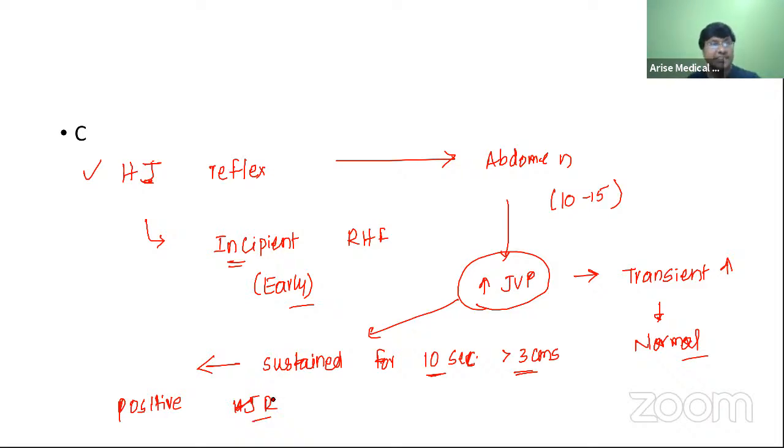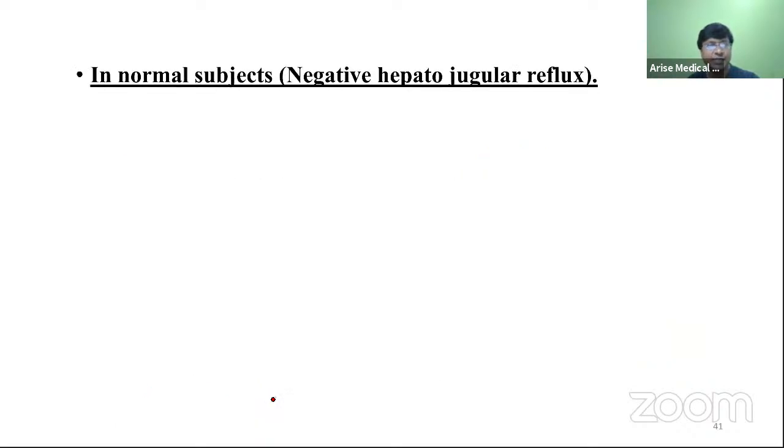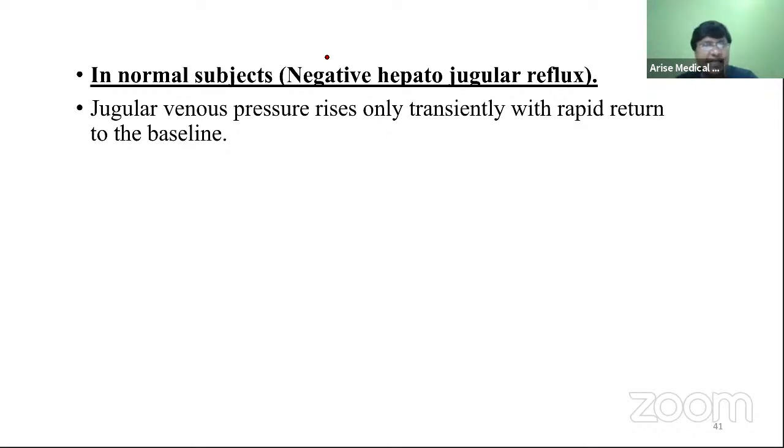Now, what is the condition where you will have positive hepatojugular reflex? So you see, in a normal individual, it is negative hepatojugular reflex. That means the jugular venous pressure rises only transiently with rapid return to the baseline. This is what will happen in a normal individual.